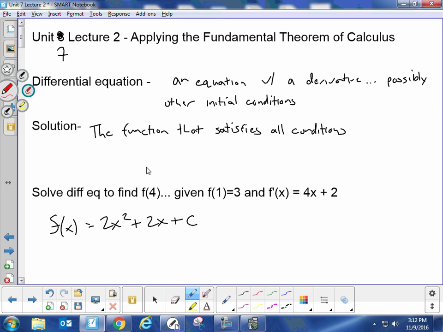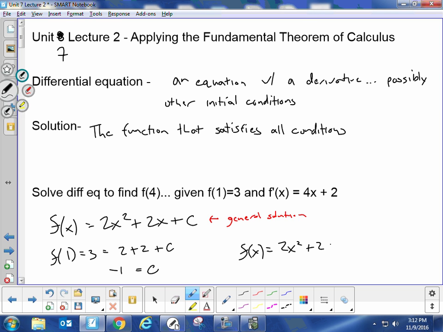Okay, now this f of x is what we call a general solution. And then once we find c, we find what is called the particular solution. F of 1, which equals 3, equals 2 plus 2 plus c. C is going to have to equal -1. So now that I have f of x, which is equal to 2x squared plus 2x minus 1, this is my particular solution.